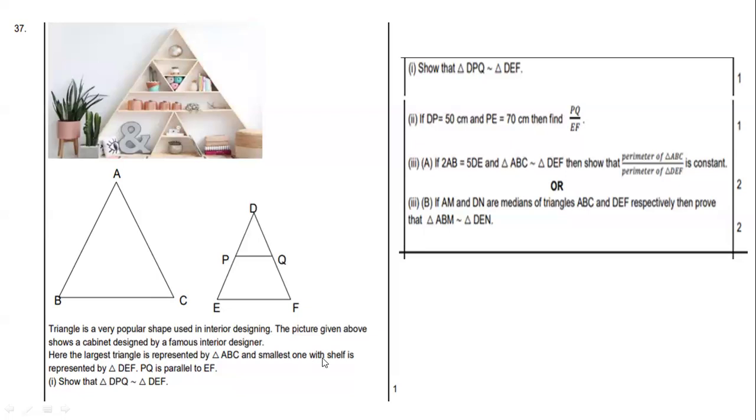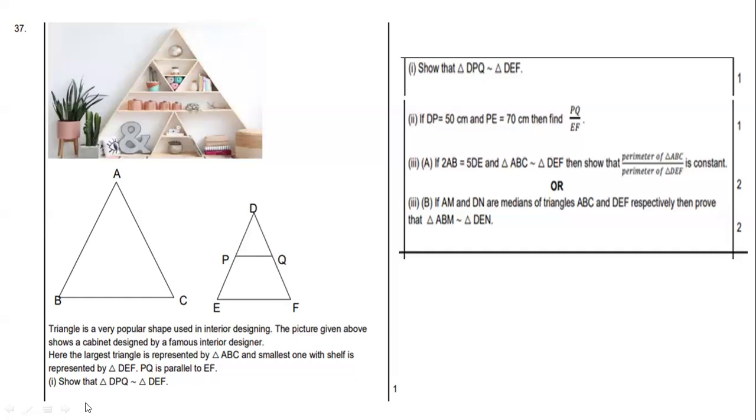That means this is a big triangle, which is named as ABC. And the smallest one with the shelf is this. It is represented by triangle DEF. So if you draw that separately, it will be DEF. And there is a shelf here, which is this parallel line. So PQ is parallel to EF, and he says this shelf is parallel to EF.